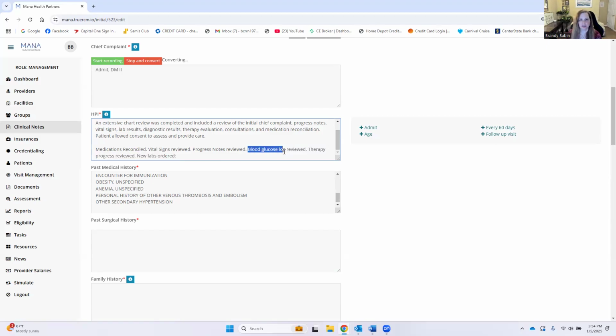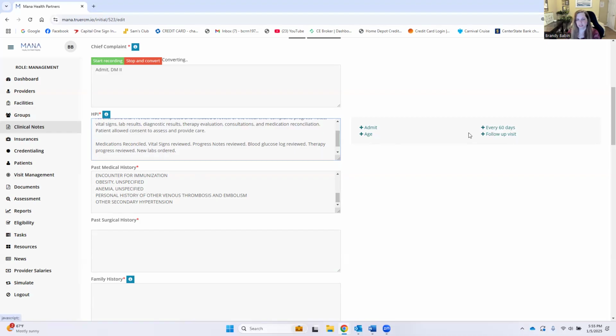Blood pressure or blood glucose log reviewed. We said that this patient was being seen for diabetes, so hopefully we're looking at the blood glucose log. Therapy progress reviewed, whether that's by the patient, the nurse, or the therapist. And then any new labs that are ordered. You can list them here, but you'll also be listing them under the lab section, so you can actually just backspace and put a period there.